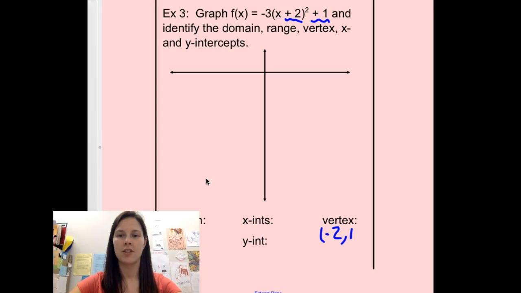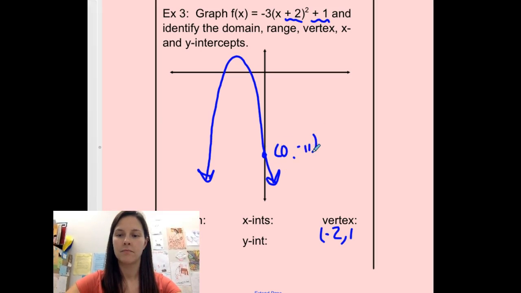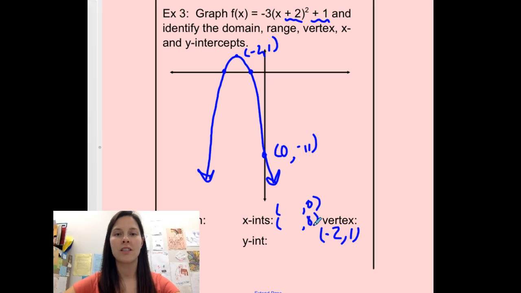Creating a quick sketch of that graph. Labeling those key points, we had a y-intercept of -11, our vertex -2, 1, and those x-intercepts weren't real nice. We'll just list them down below here where we're asked for that information. This time we had two x-intercepts. There were two places our graph crossed the x-axis. With a parabola, because it has a turning point, that can happen.